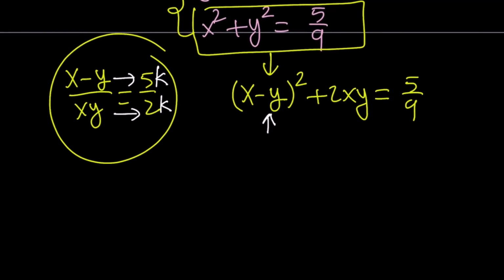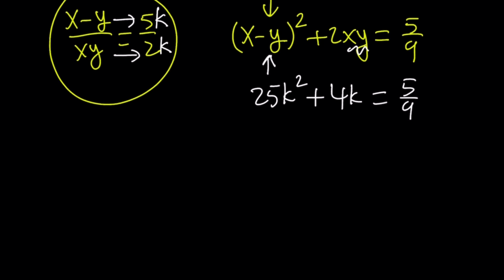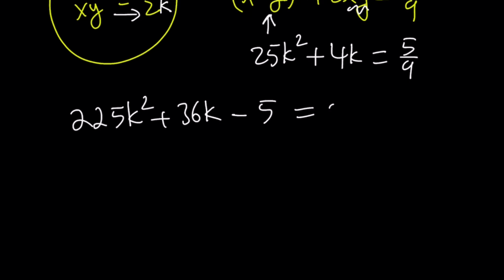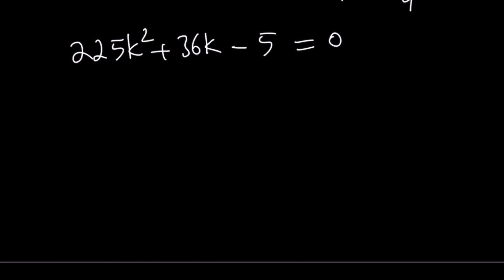And this is good because I can go ahead and substitute here. If I replace x minus y with 5k, that gives me 25k squared. If I replace xy with 2k, multiply by 2, that's going to give me 4k, equals 5/9. And then you can go ahead and multiply both sides by 9. That's going to give you 225k squared plus 36k equals 5. But if you subtract 5, you're going to get the quadratic equation. An awesome quadratic equation with real roots guaranteed, because a and c have different signs. But anyways, if you solve this equation, easy to solve, you're going to get k equals (-6 plus or minus the square root of 161) divided by 75.